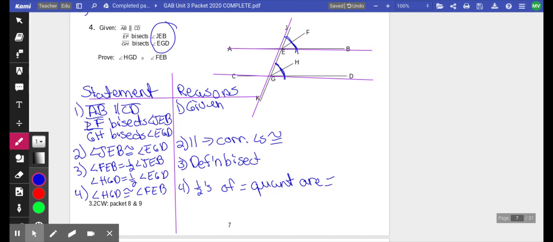EF bisects JEB. So that means FEB, this little one, is half of JEB. And HG bisects EGD. That means HGD is half of EGD, definition of bisect. Then I know those two angles, angle HGD is congruent to FEB, because halves of equal quantities are equal or congruent.